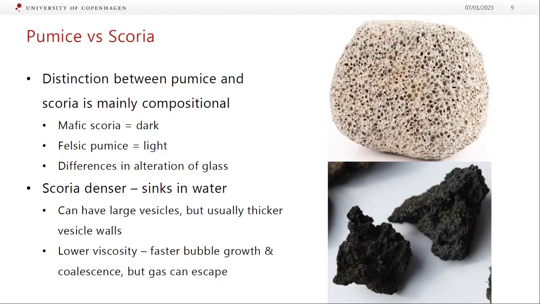Because of the difference in magma viscosity, there are some other differences. So scoria is denser, it sinks in water. And it's less to do with the fact that basalt is denser than rhyolite and more to do with the fact that scoria tends to have thicker vesicle walls. So the bubbles have a thicker amount of magma separating them. And as far as I understand, that's to do with the fact that when you have low viscosity, you can grow bubbles quite quickly and they can coalesce together, but then most of the bubbles will actually just escape the magma. They'll degas through. Whereas in a pumice, they can't really escape, and so you end up with this really, really fine, like stretched membranes of kind of rhyolite separating these bubbles. So that's why pumice is so light, is there's actually very little rock in there, and it's mainly air.